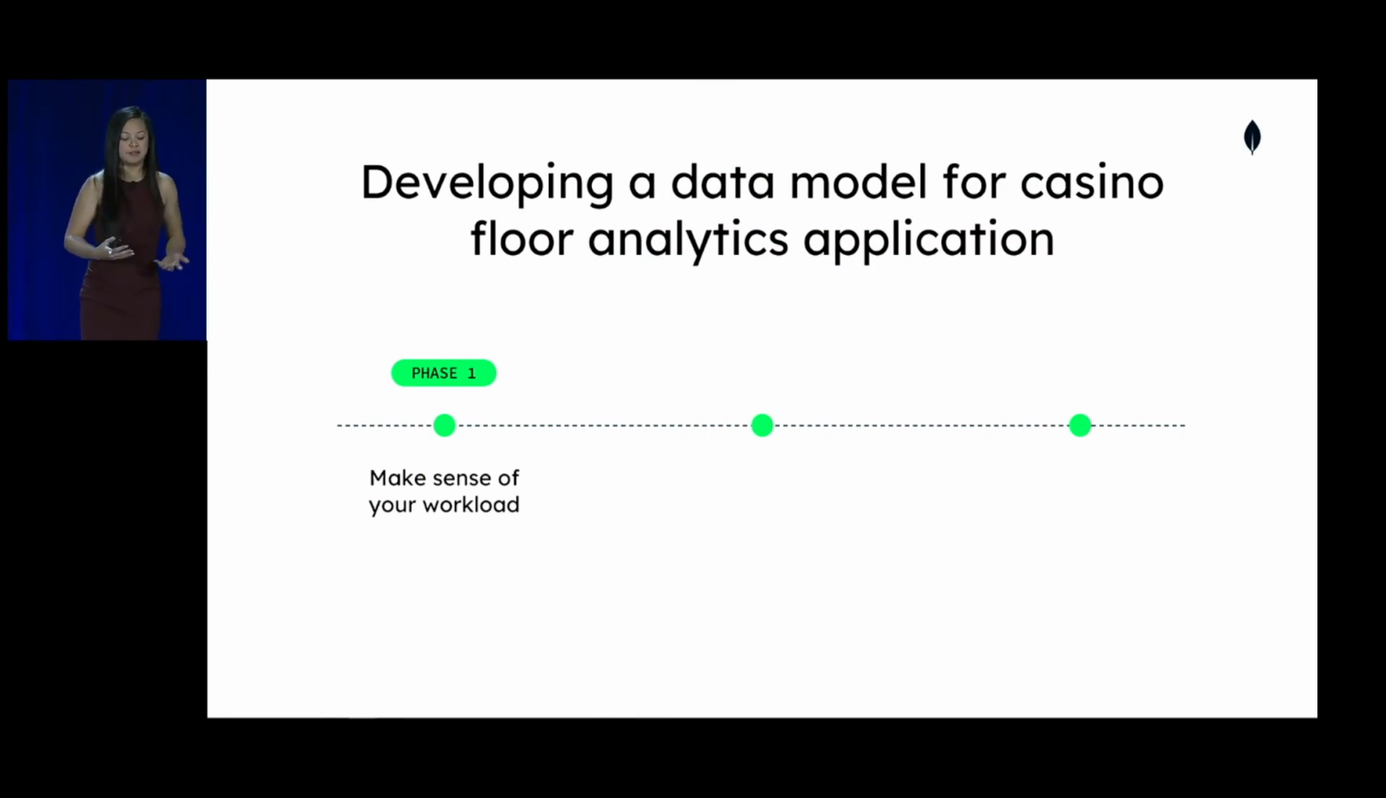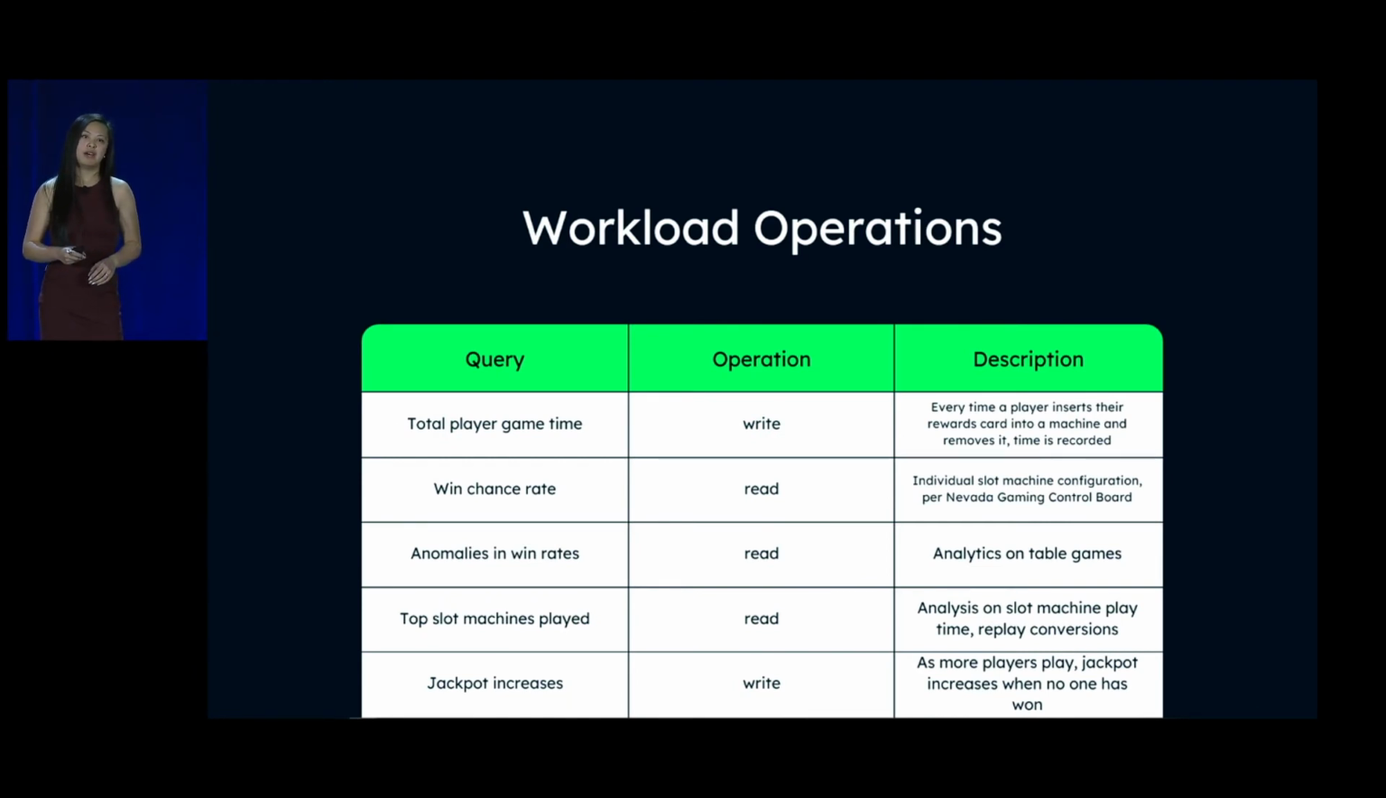So first phase, make sense of our workload. We're not going to go too deep into it. We're going to go into what is most likely in this particular case. And so with this, we've found that these are the 5 most likely operations we're going to deal with in this application. The first row shows the total player game time, and that's going to be a write operation. In this case, every time a player inserts that reward card for those good points, you will always be able to write how long they have stayed at a particular machine. Every time they insert, leave, go to a different slot machine, insert, leave, go to a different slot machine, we can capture that data. So that is going to exist as a write operation for this application.